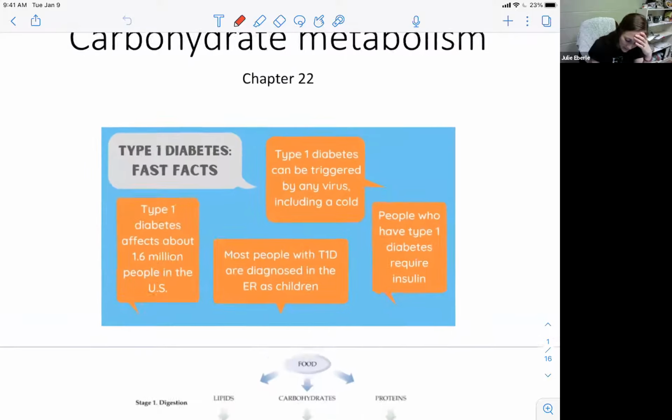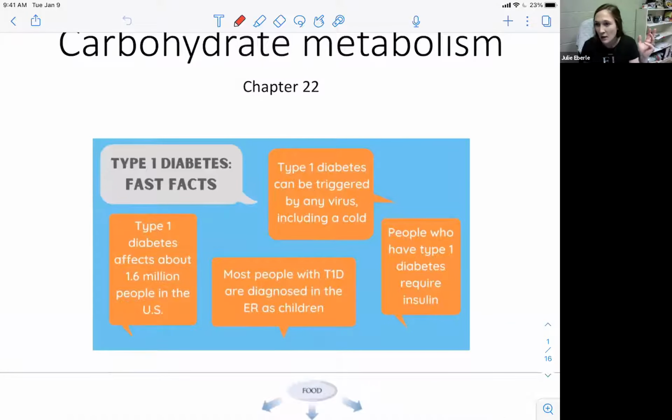But I thought some of these facts were staggering. Two of them didn't shock me. Two of them did shock me. So this first one right here, type 1 diabetes affects about 1.6 million people in the US. That didn't necessarily shock me. I'm aware that there's a lot of people who live with type 1 diabetes, and they do well, but they just have it. And this one didn't shock me: people who have type 1 diabetes require insulin.